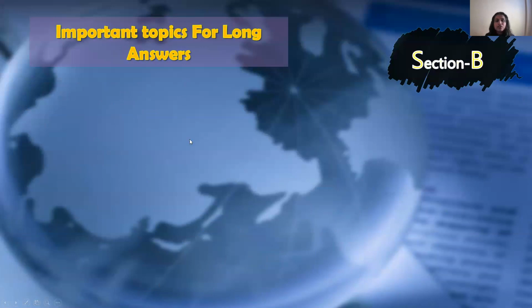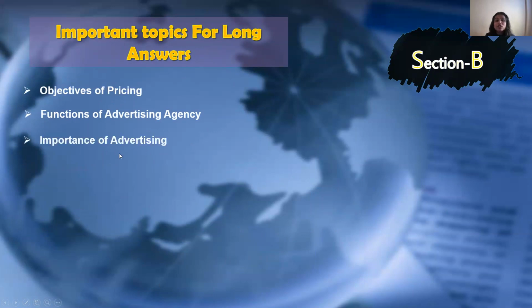Now, talking of important topics for long answers, objectives of pricing is very important. Functions of an advertising agency, again important. Importance of advertising, expectations of various stakeholders. Now, this is your first chapter, and you know, the first chapter is full of expectations and distinguish between questions, right? So make sure you study your first chapter very well. It is quite easy, and learn the different expectations of different stakeholders very well.